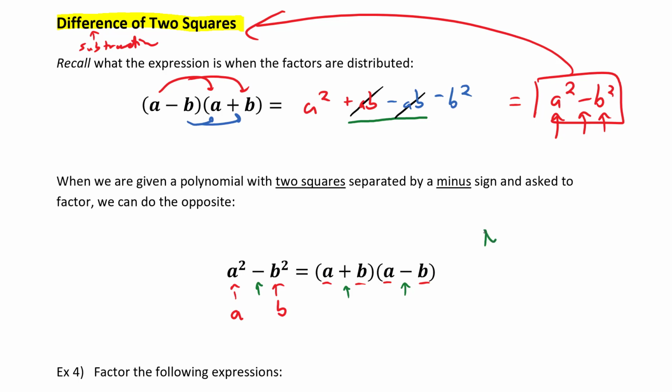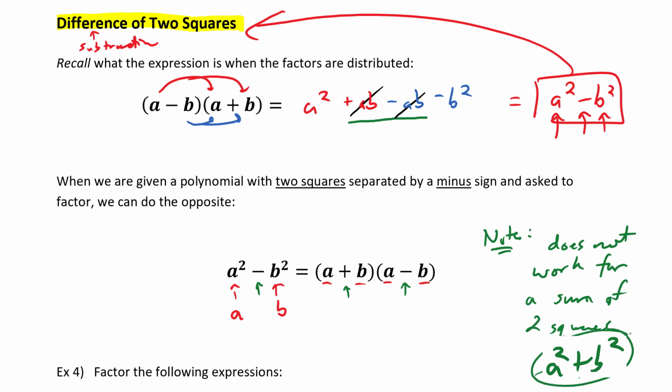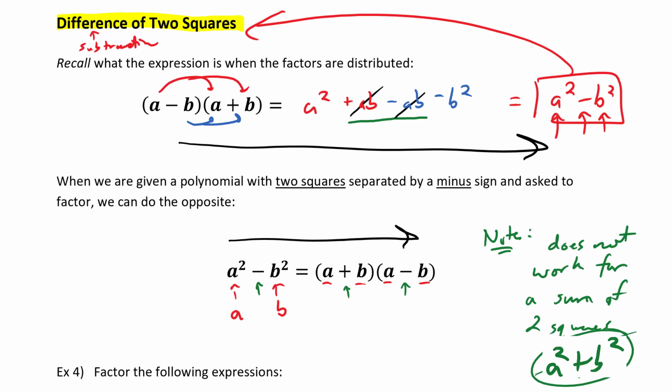Please note, this does not work for a sum of two squares. This doesn't work, so make sure you don't confuse yourself with that. So as you can see, when we distributed, we got that. This is just the reverse of distribution. Let me show you how this works.